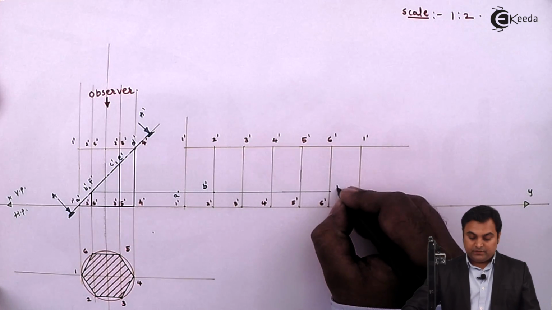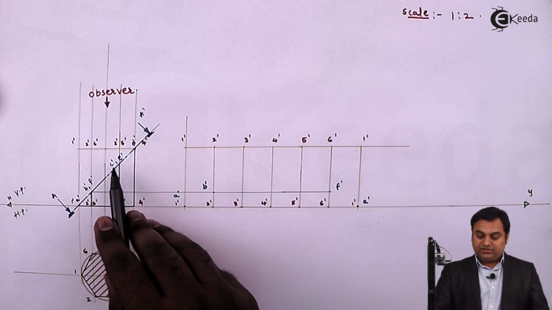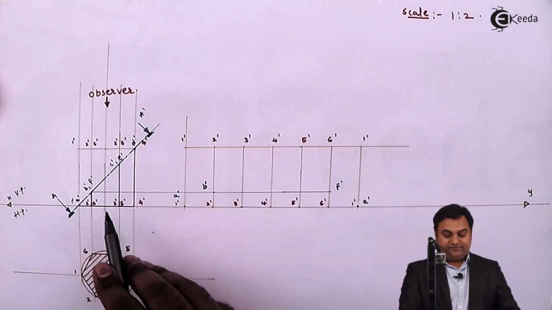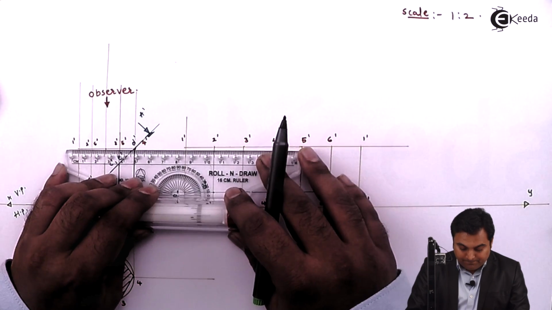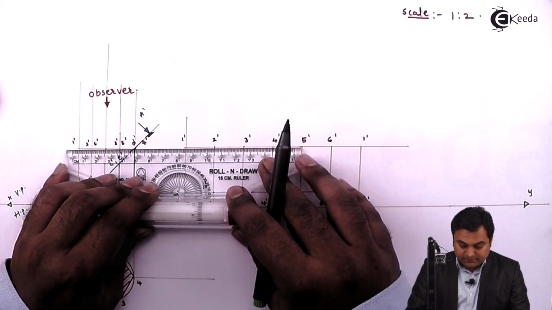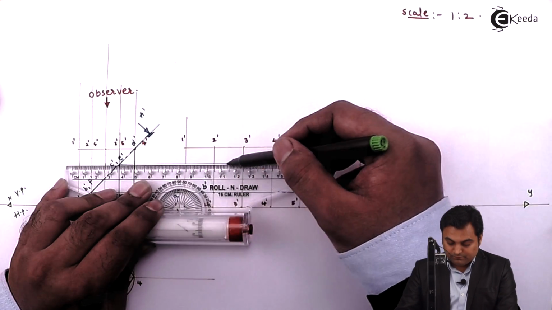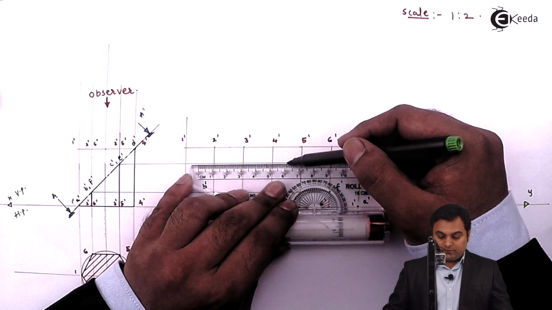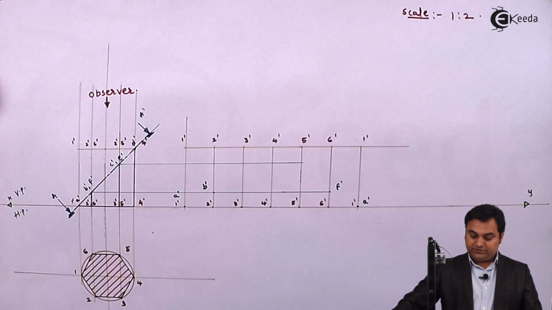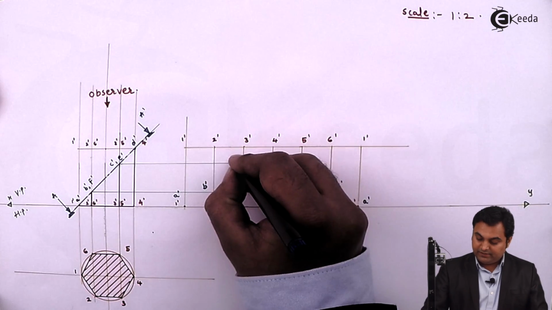So F dash. Next, C and E. C is cutting 3 dash, E is cutting 5 dash. So projecting them light. So here we have points C dash and E dash.